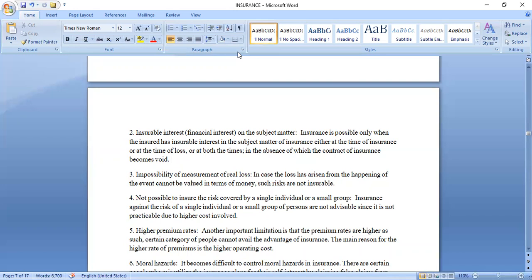And also the son can have insurable interest for his father or mother to get insurance. A sister can have insurable interest for her brother to get insurance, and the brother can have insurable interest for the sister to get insurance. Then an employer also can have insurable interest for the employee to get insurance. In other words, the employer can provide the insurance to the employee. And even the employee can have insurable interest for the employer to get insurance. So that's the meaning of insurable interest.